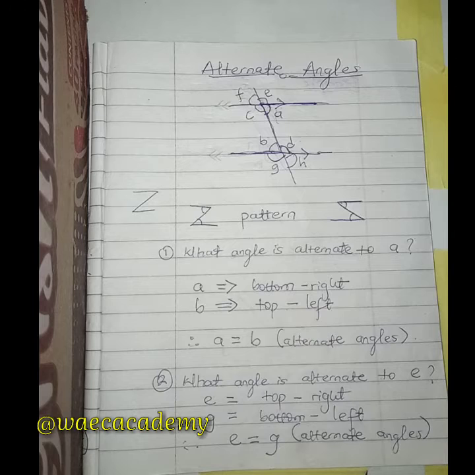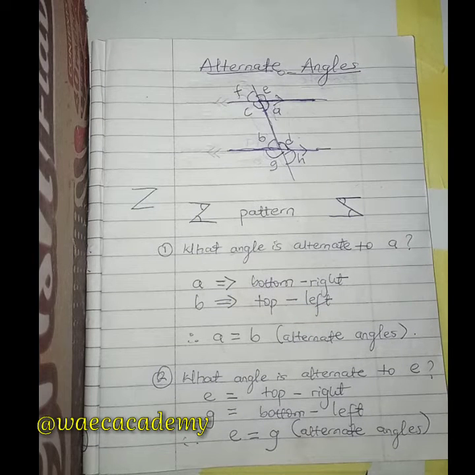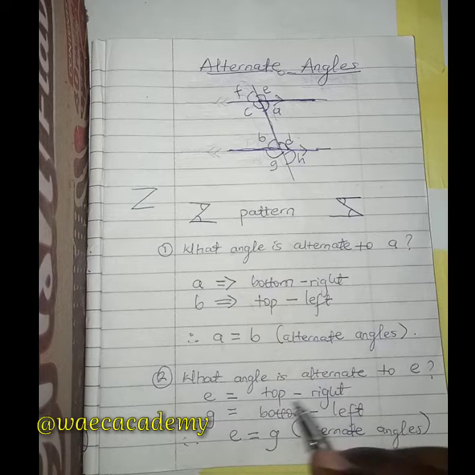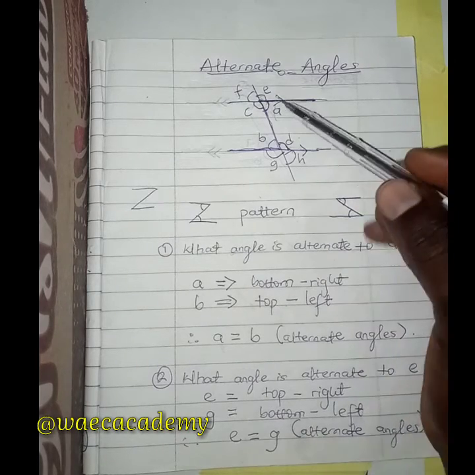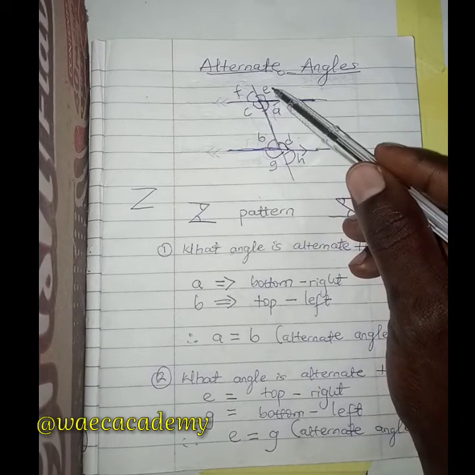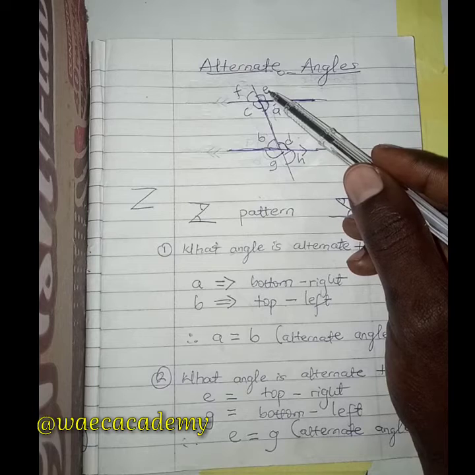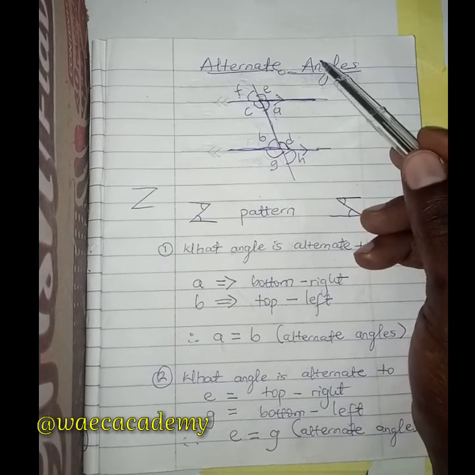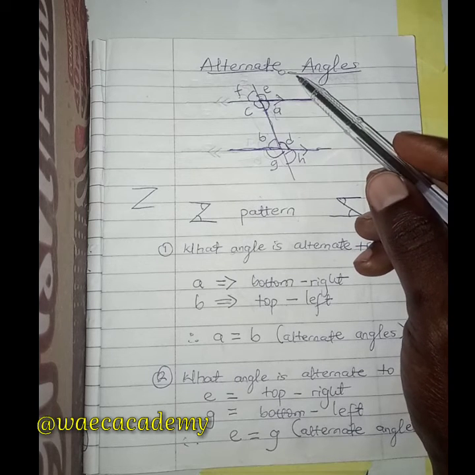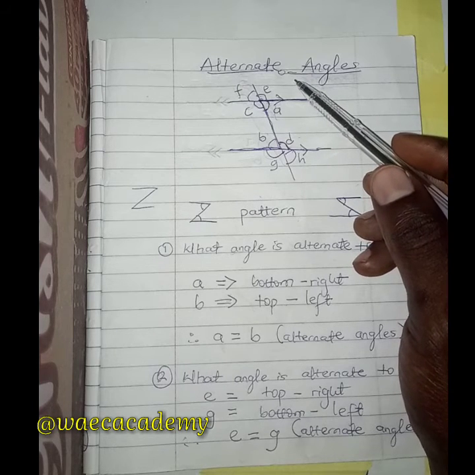Okay, let's do number 2. What angle is alternate to E? So we have E equals, where is E? Top right. So we have E over here. It's at the top of the first parallel line and is what? It's on the right side. Top right. So what angle is going to be alternate to it?